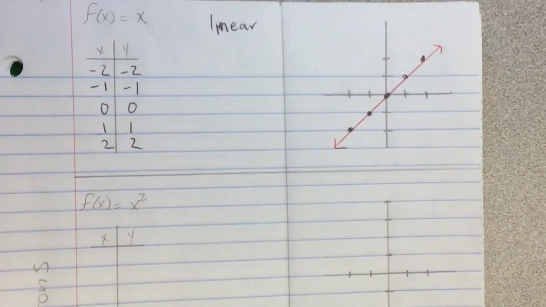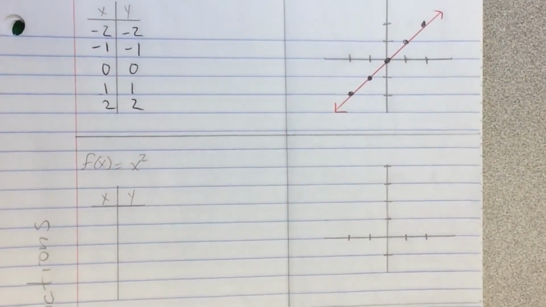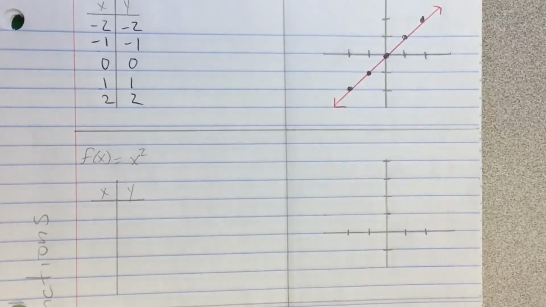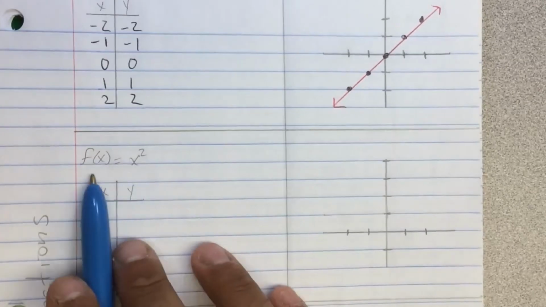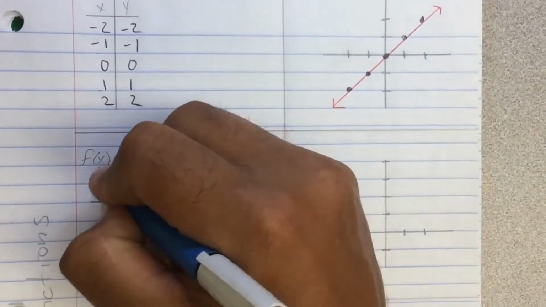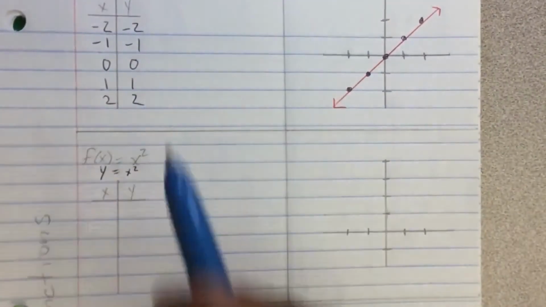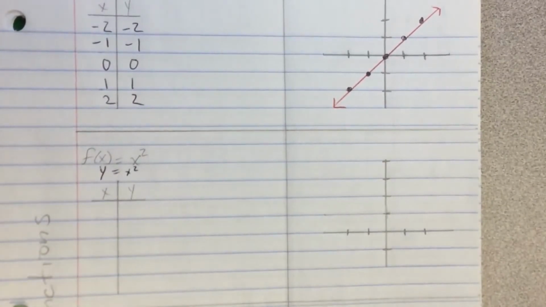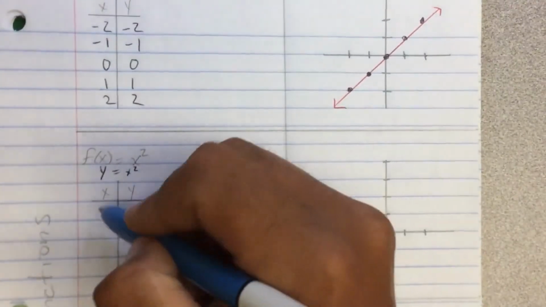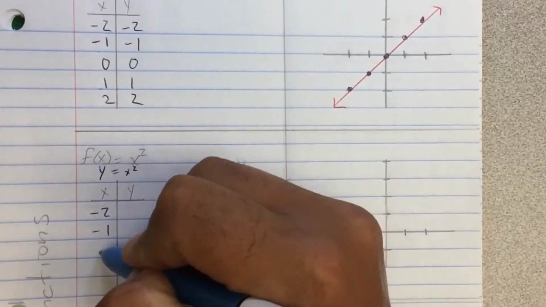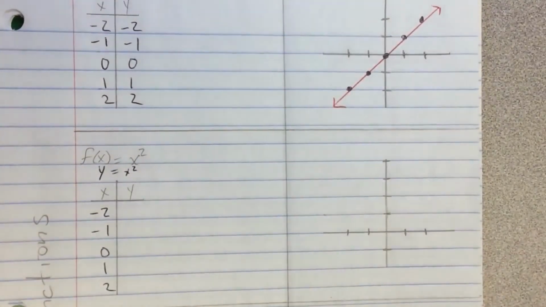Alright, we can go ahead and do the second one while we're at it. The next one we have is f of x is equal to x squared. But remember, f of x is just a fancy way of saying y is equal to x squared, just like the top one. f of x is our function, and since we are in iMath 3 Honors, we should know f of x as a function. So once again, we're going to use -2, -1, 0, 1, and 2.